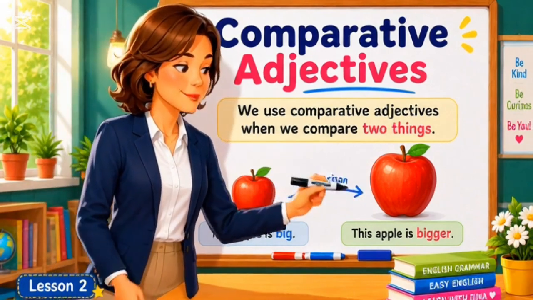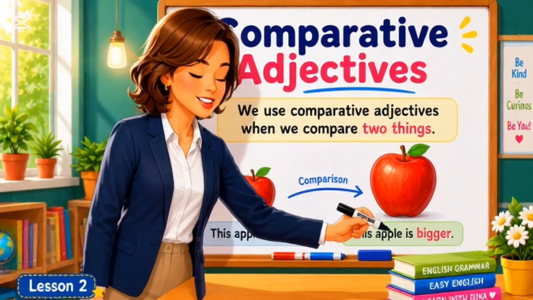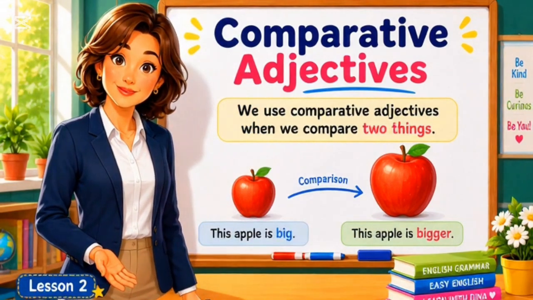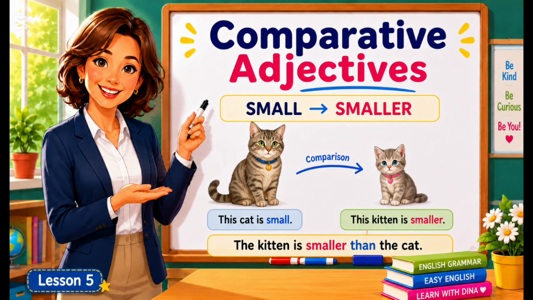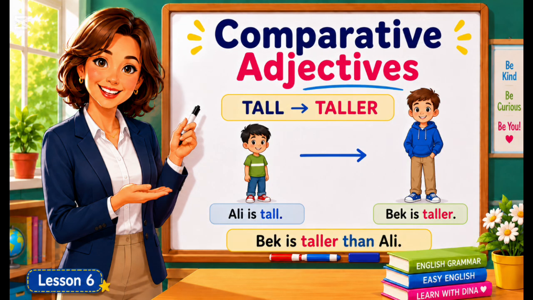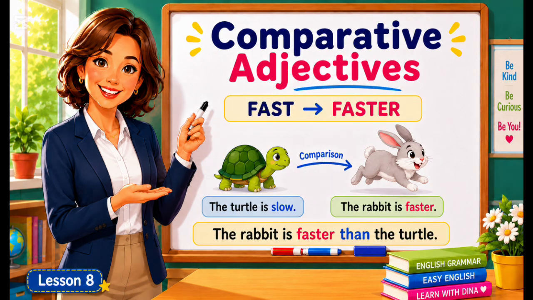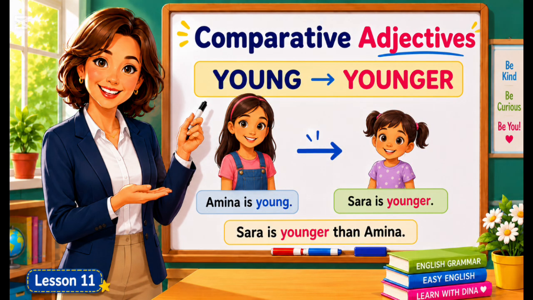For example, this apple is big. This apple is bigger. The kitten is smaller than the cat. Ali is taller than Ahmed. This pencil is shorter than that pencil. The rabbit is faster than the turtle. Sarah is younger than Amina.